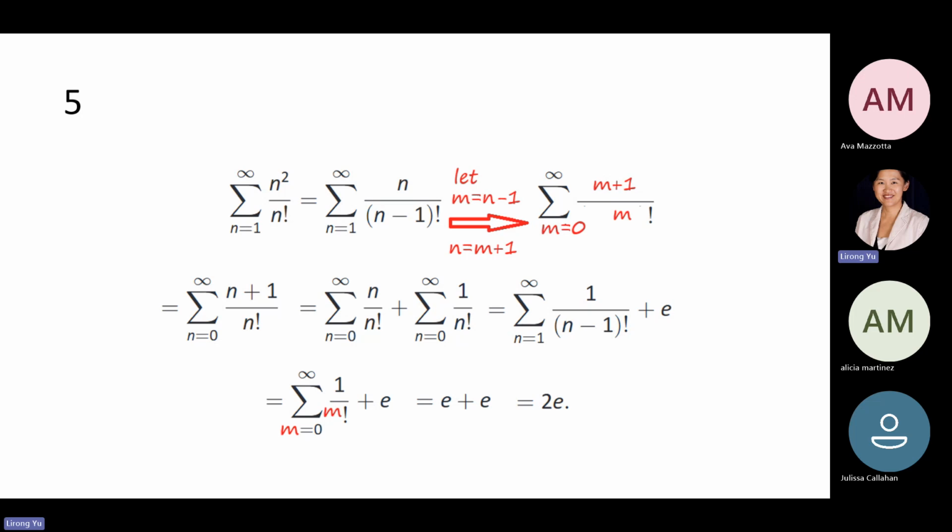Any questions? Yeah, could you explain the second line again, how it went from n equals 0 to n equals 1 in the sum? It's in here.